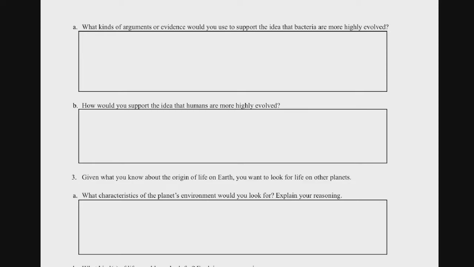So A asks, what kind of arguments or evidence would you use to support the idea that bacteria are more highly evolved? And also feel free at any time for these questions to throw your ideas out there. For me, for this one, if we consider organisms that are very closely fit to their environments, adapted to what they can live in best, and we say that that is what means highly evolved, then we could say that many of the species of bacteria are more highly evolved than humans.